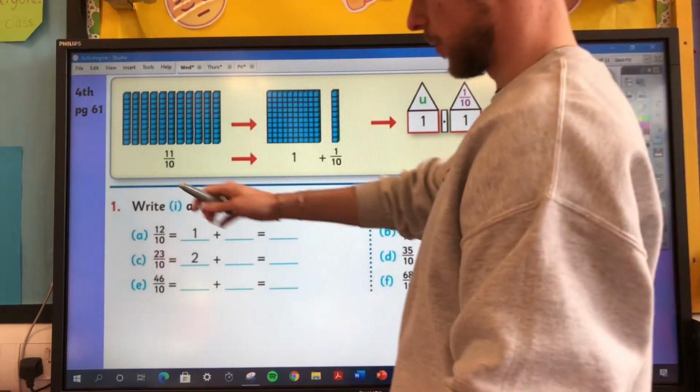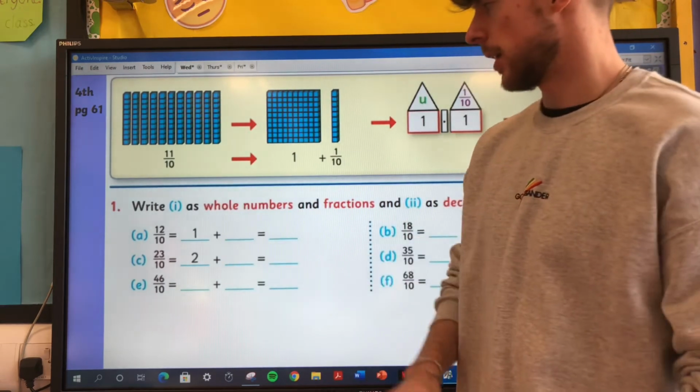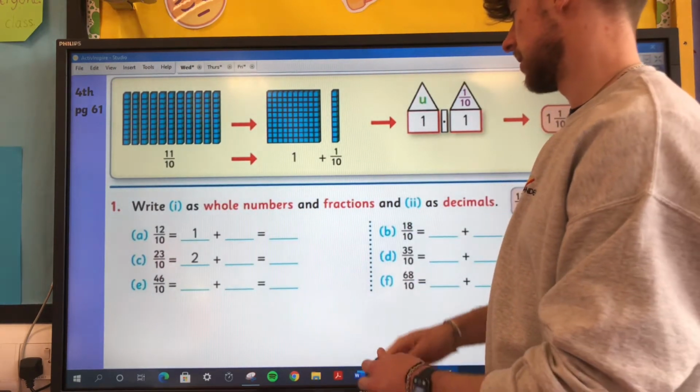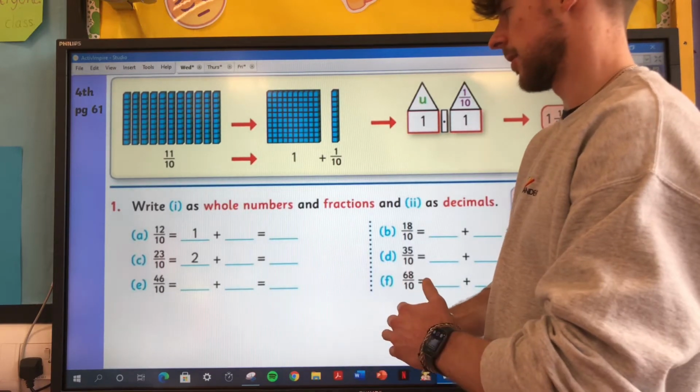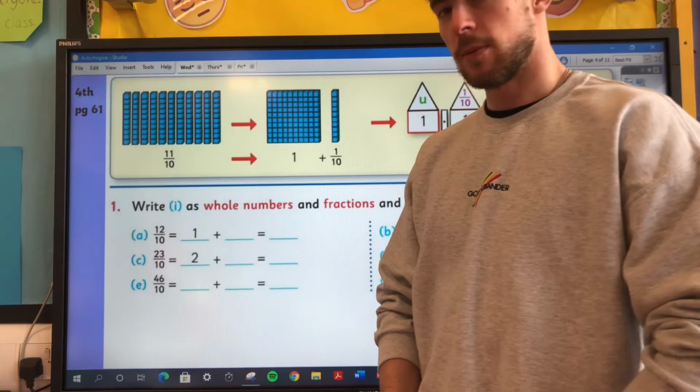Okay, so for class, open up your Busy at Maths on page 61. And here we are writing these fractions as whole numbers and with fractions and decimals, right? So we have 12 over 10 here. So we know that's an improper fraction.